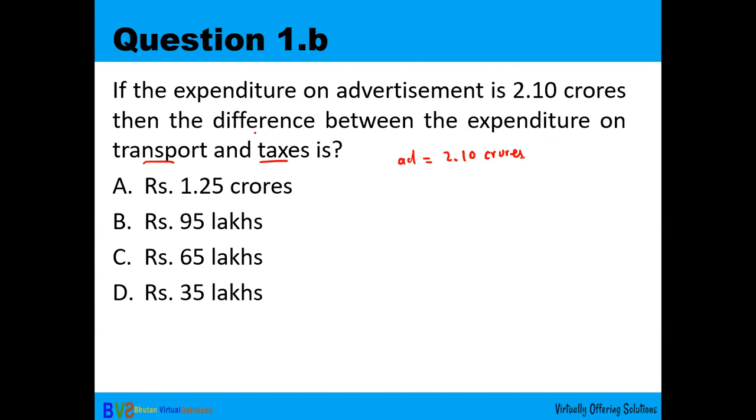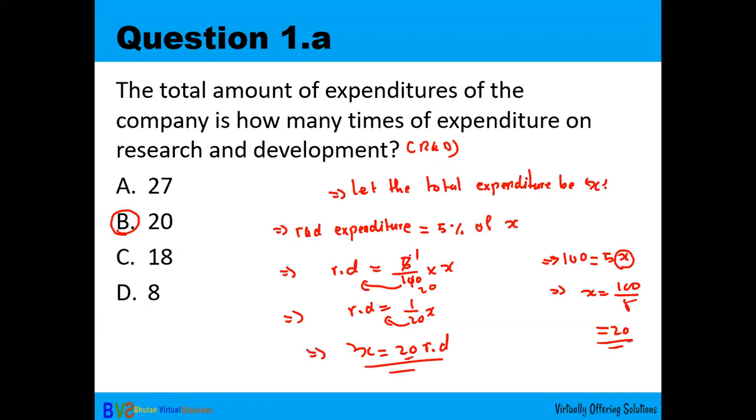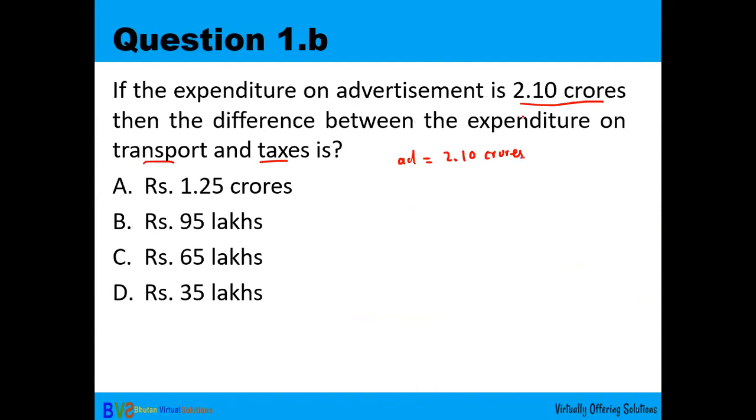First, you need to know what the total expenditure is. How to find the total expenditure? You will find it from this sentence. We haven't found the total expenditure there, right? So we have to find the total expenditure here.